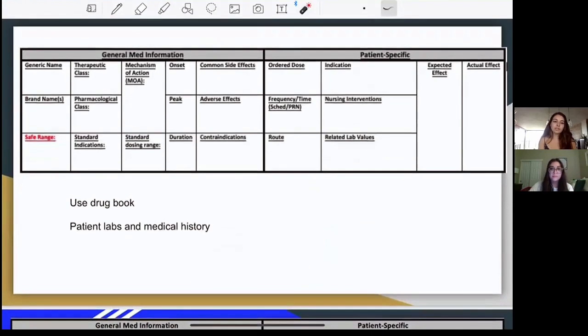Okay, so here's an example of your med cards, and on the left, as you can see, is the general information. On the right is the patient specific. So these help with your med rights and also just your knowledge of your medications.